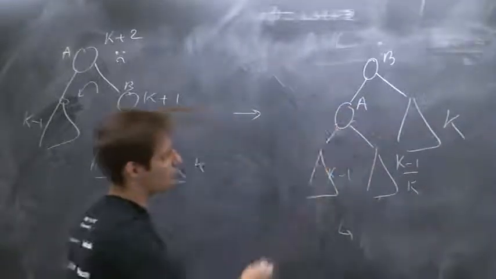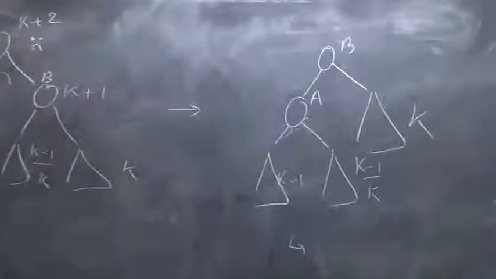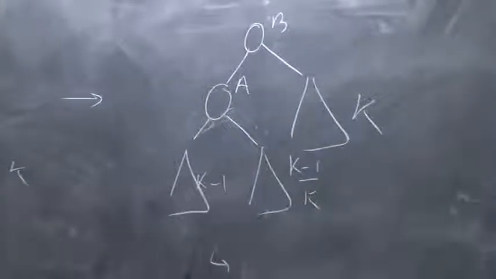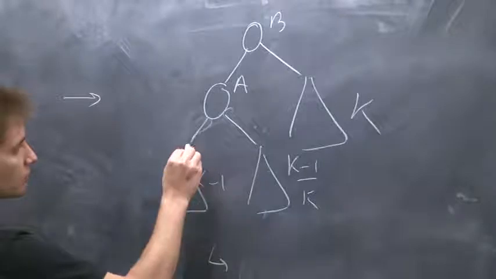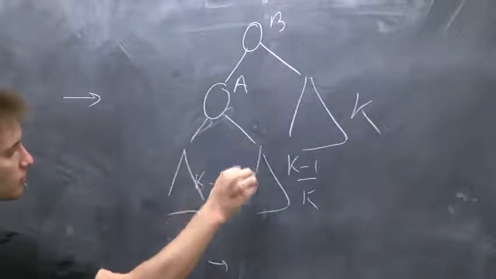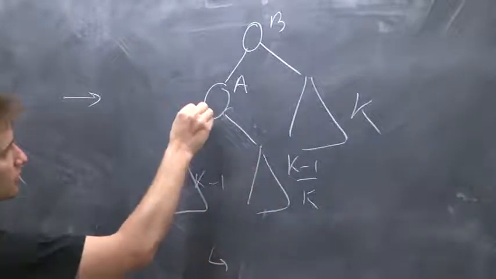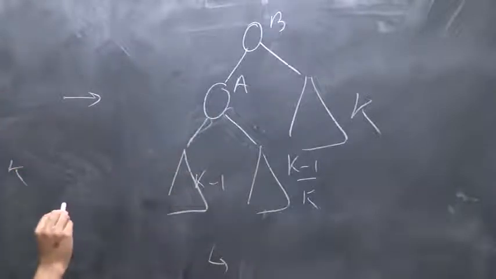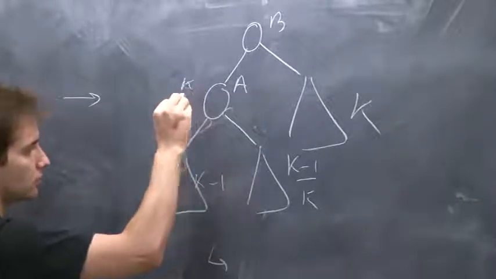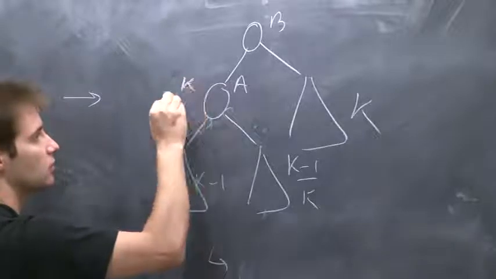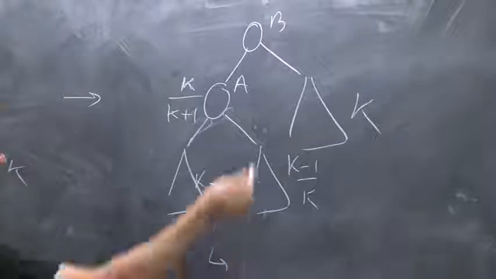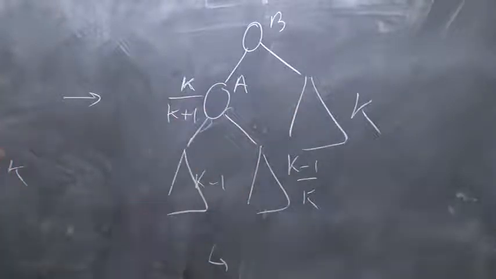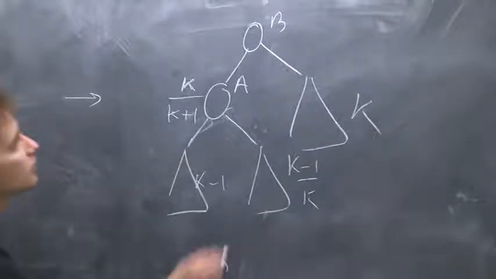So what's the height of A now? K. Oh wait, that's not enough. Just k minus 1 then. Or k. So this is a tree of height k minus 1. This is a tree of height k minus 1 or k. The height of this guy is k or k plus 1. All right, the height of this guy is definitely k. The height of this guy is k or k plus 1. Is that an AVL? Is it happy now? Okay.